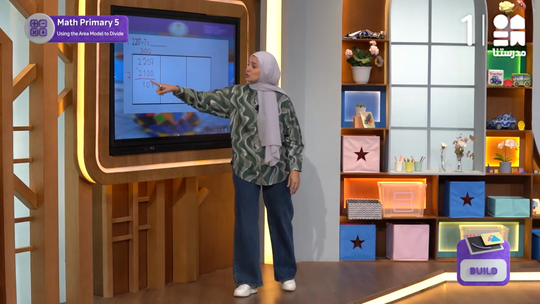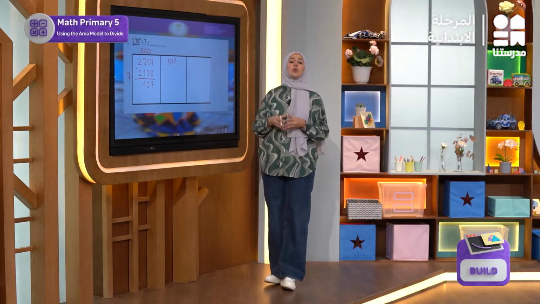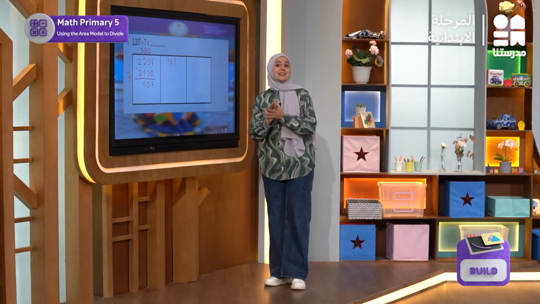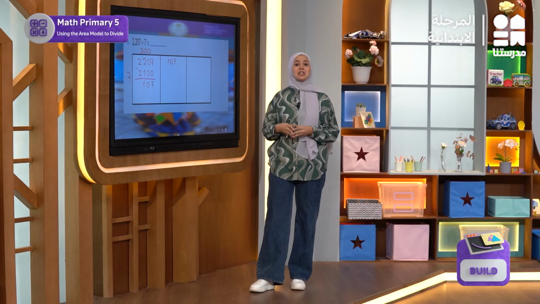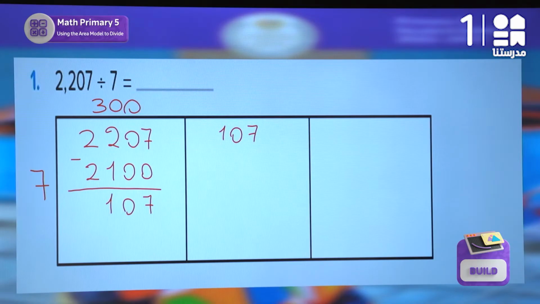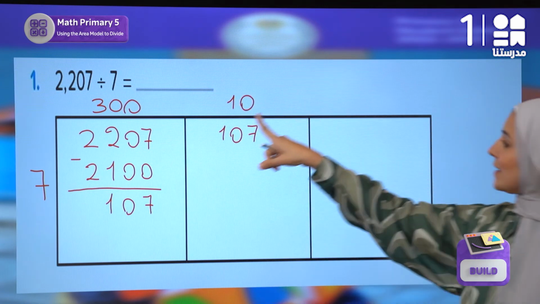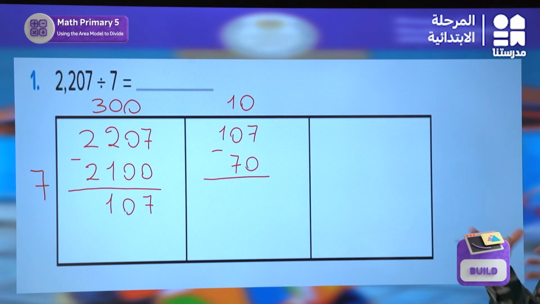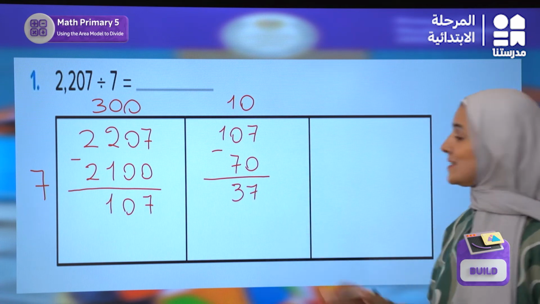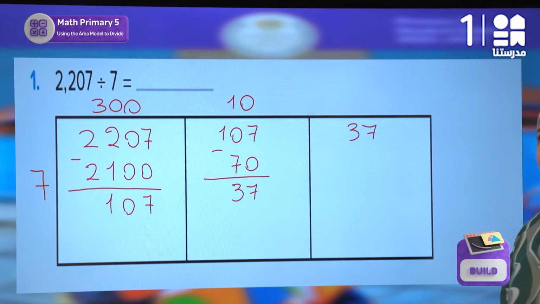Now let's think. What do I have? I'm going to copy this number over here. Now we can think of 10. Why? Because here I have 107. Now 10 times 7 is equal to 70. So what do we write? We are going to write 10 over here. Now when I multiply 10 by 7, the answer is 70. And then what do we do? I will subtract. When I subtract, I'm going to get 37. At this point, I'm going to write the 37 over here.